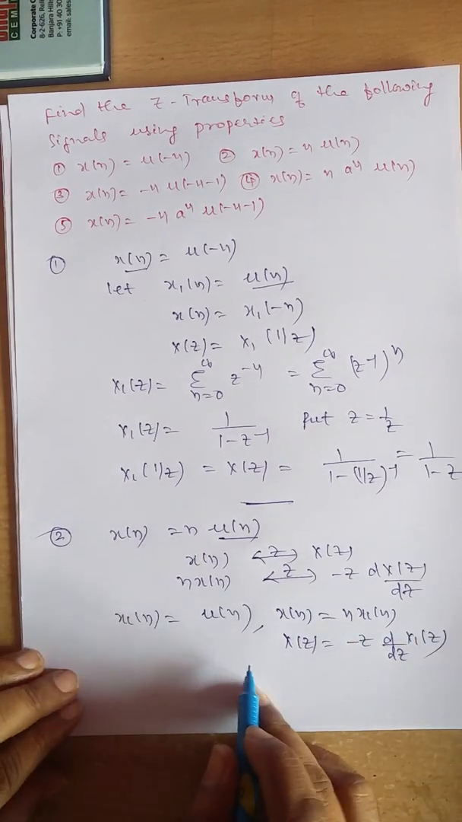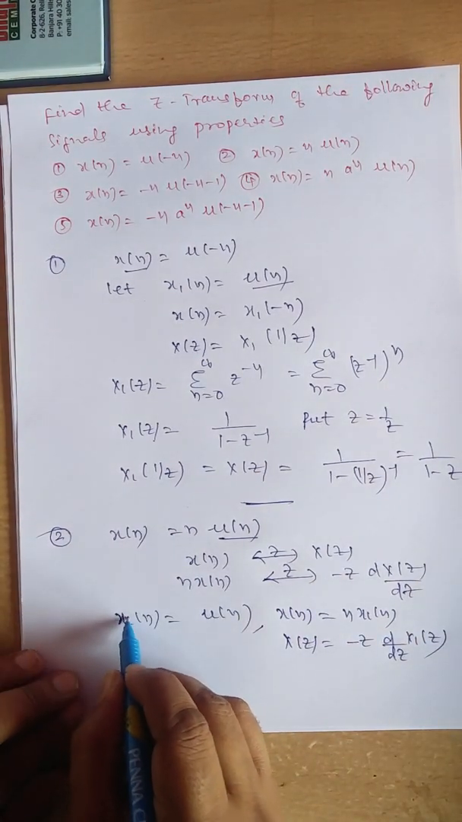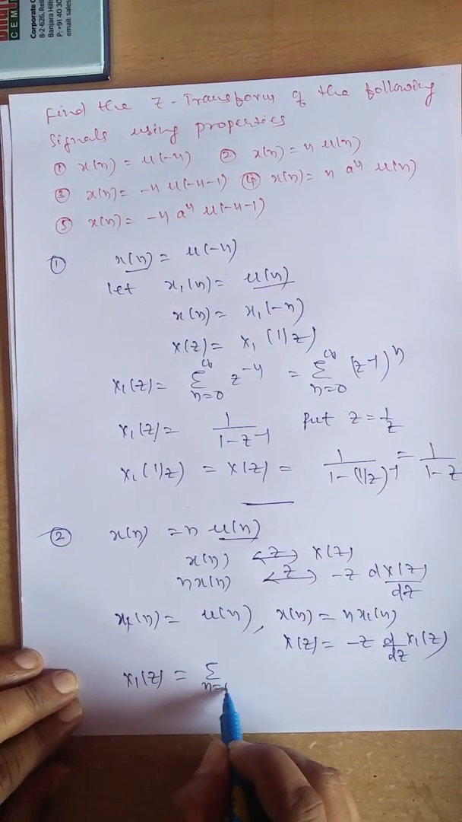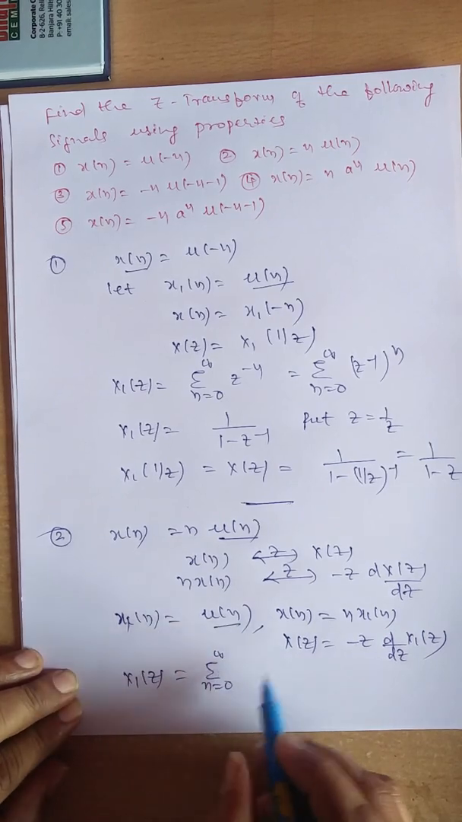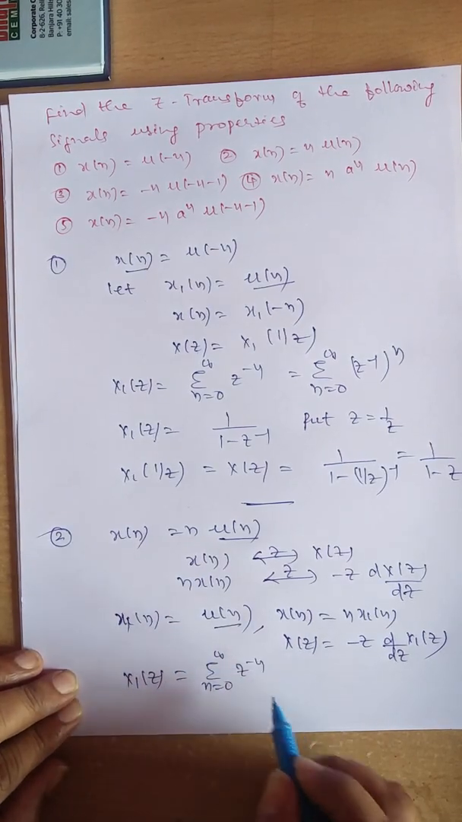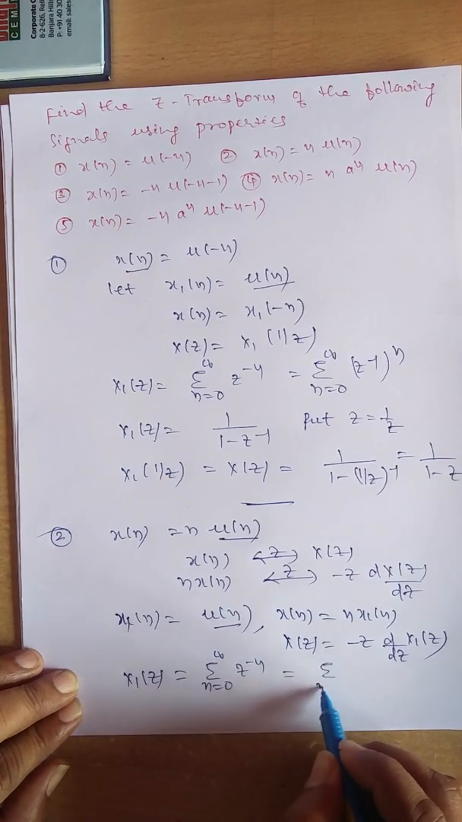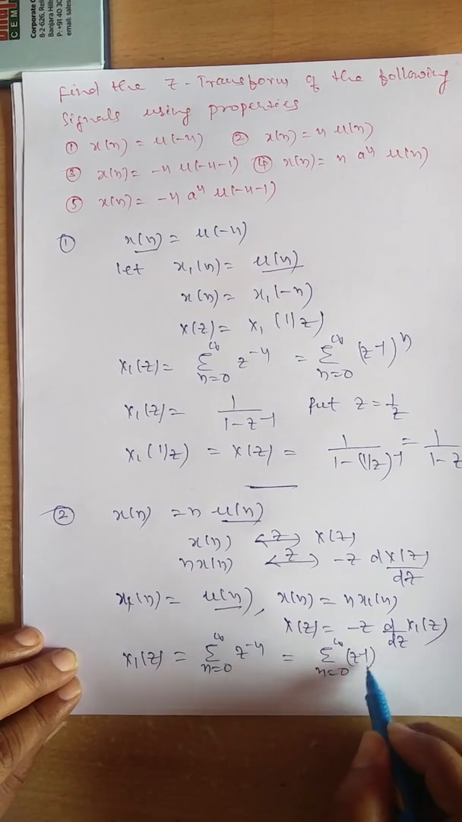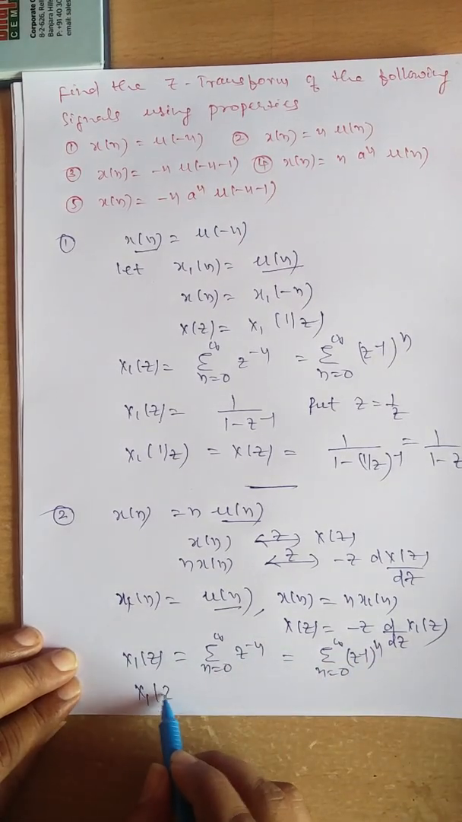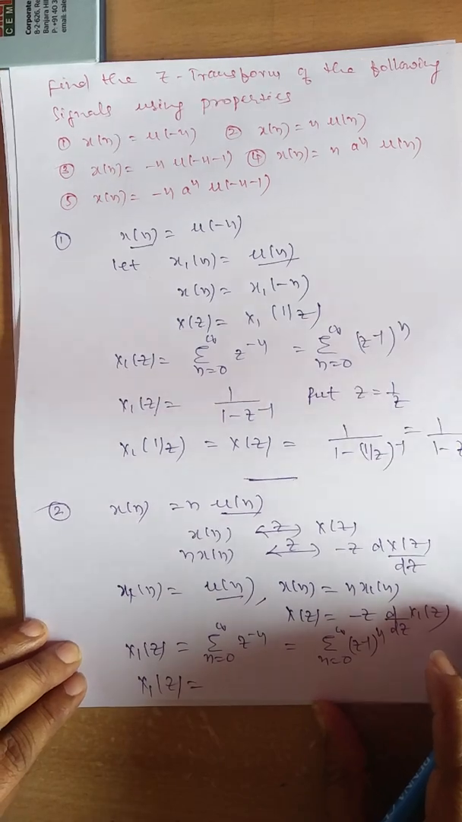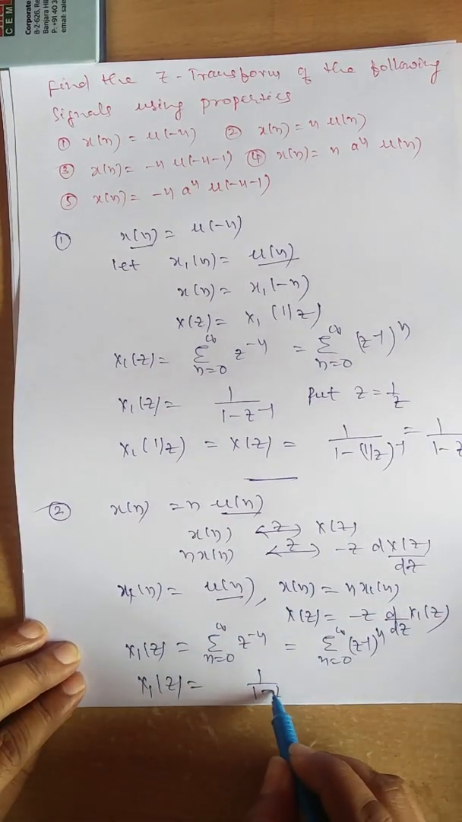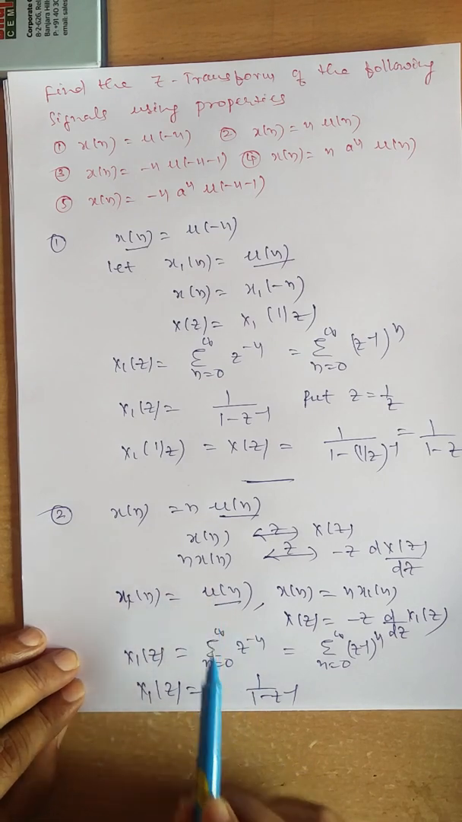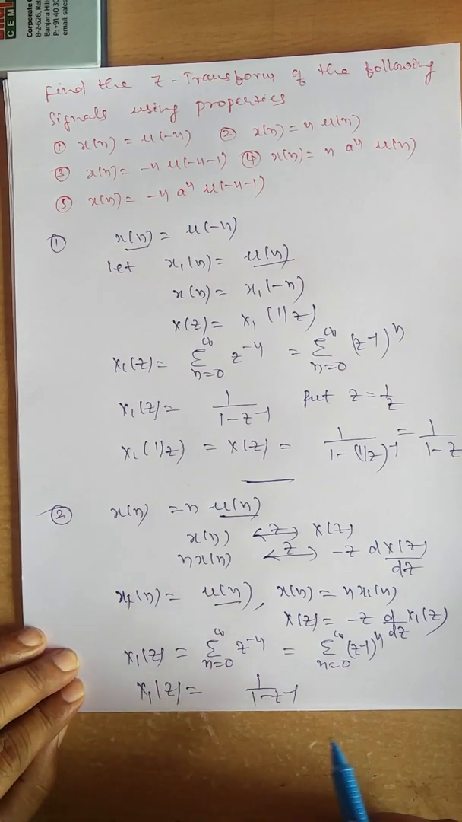What is x1 of z here? This is the x1 of n. x1 of z is equal to summation of n from 0 to infinity u of n, value is 1, into z to the power of minus n, that is summation of n from 0 to infinity z to the power of minus 1 whole to the power of n, that is x1 of z is equal to 1 divided by 1 minus z inverse. We know that z transformation of unit step function is 1 divided by 1 minus z inverse.